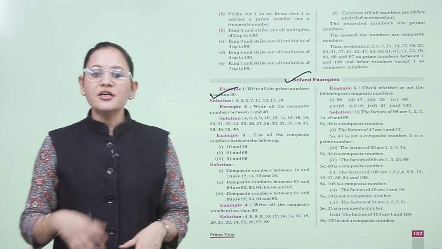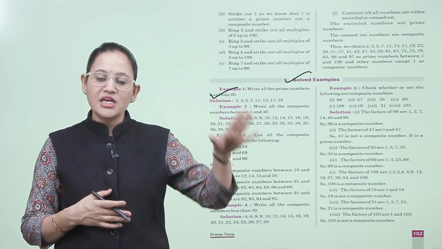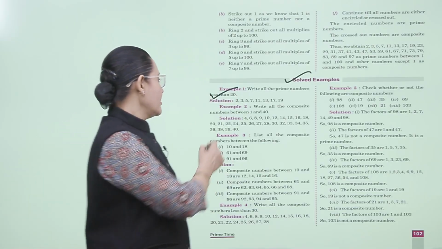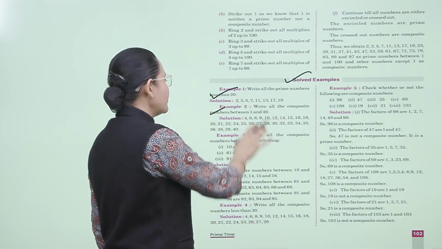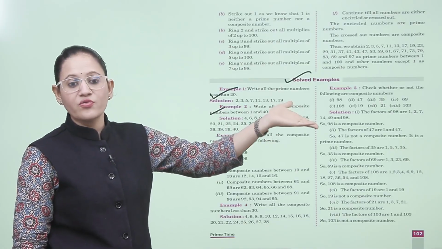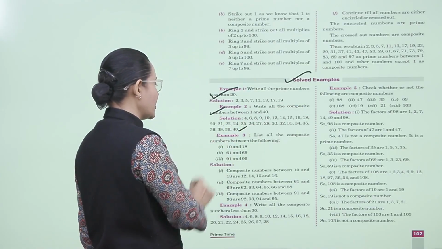Write all the prime numbers less than 20. So all the prime numbers less than 20 are 2, 3, 5, 7, 11, 13, 17 and 19. Next example, write all the composite numbers between 1 and 40. So composite numbers are those which have more than 2 factors. So these are all the composite numbers between 1 and 40.